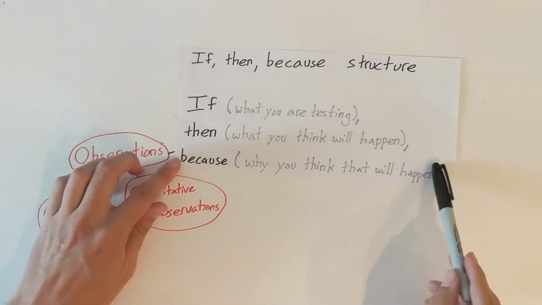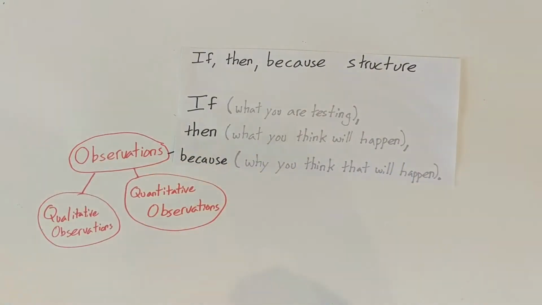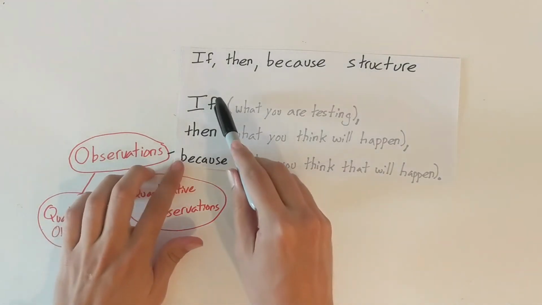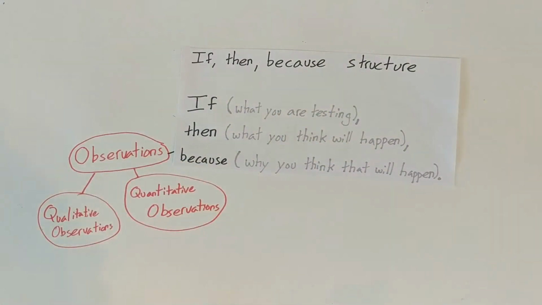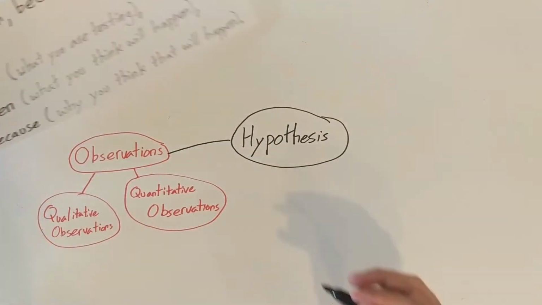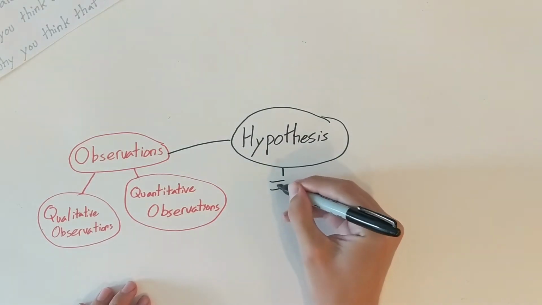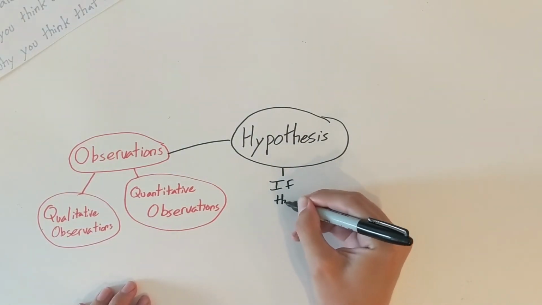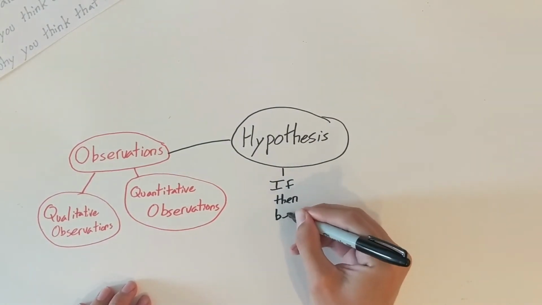And if you leave out this bottom part, the because, you're not explaining your reasoning, and you won't be being a very good scientist, because you have to be explaining yourself and why you think those things will happen. So always make sure you include your if, then, because hypothesis. So I will put that right down here. If, then, and because.